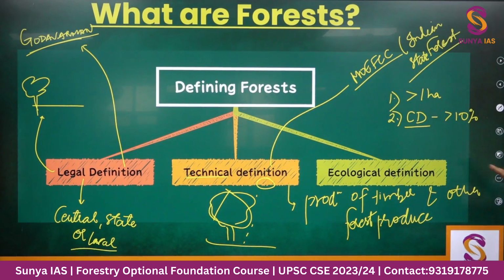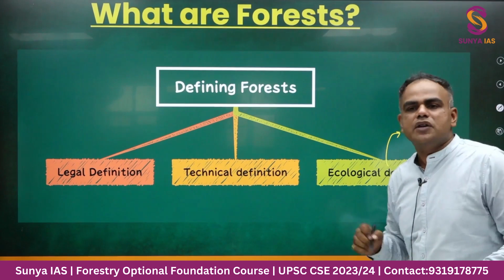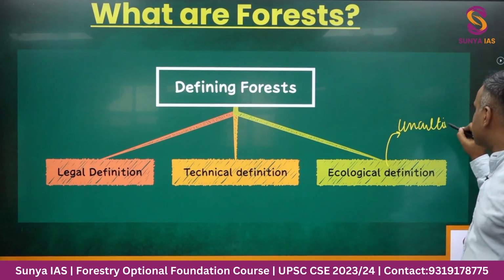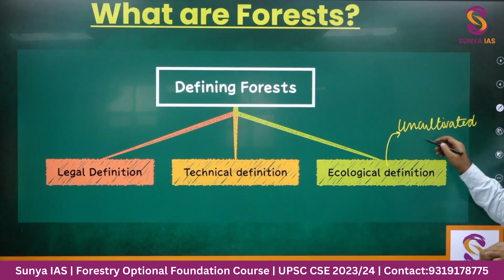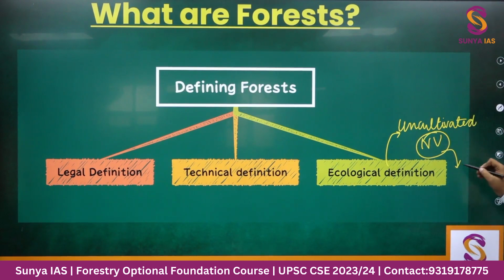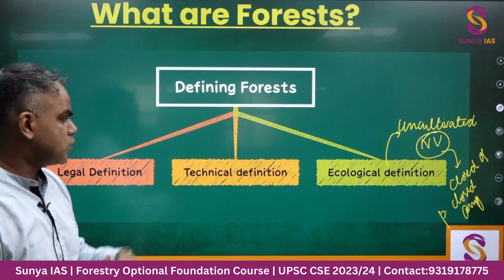Now there is a third term which is mentioned here, which is the ecological definition. Herein you have to just write down that this is a second. I hope you are fine with erasing this. I'll just explain that to you. What is an ecological definition? So please write down, it is any uncultivated piece of land which is having natural vegetation, and having a closed or a partially closed canopy, and which of course will provide benefits to the people. So that will be an ecological definition.